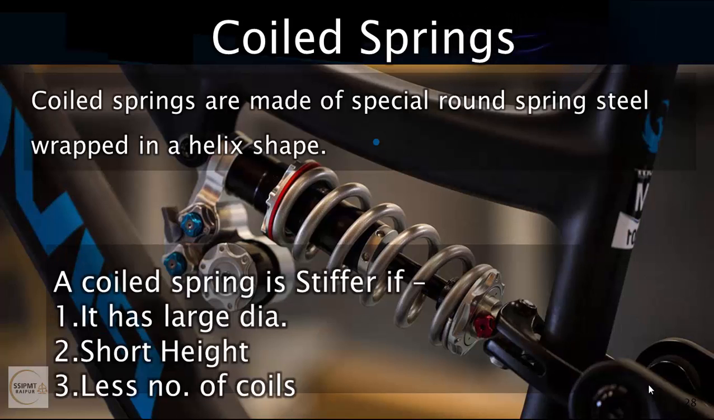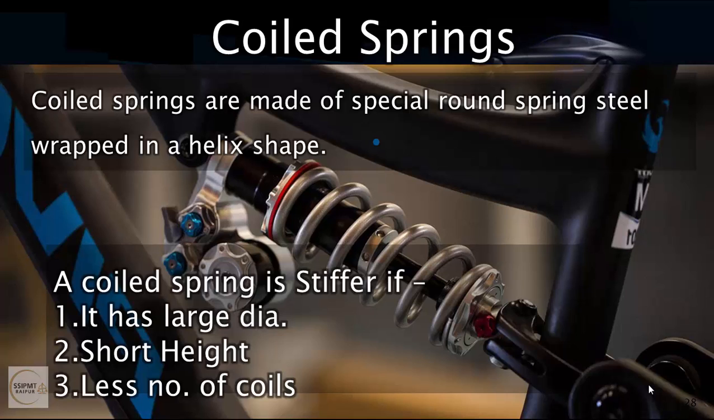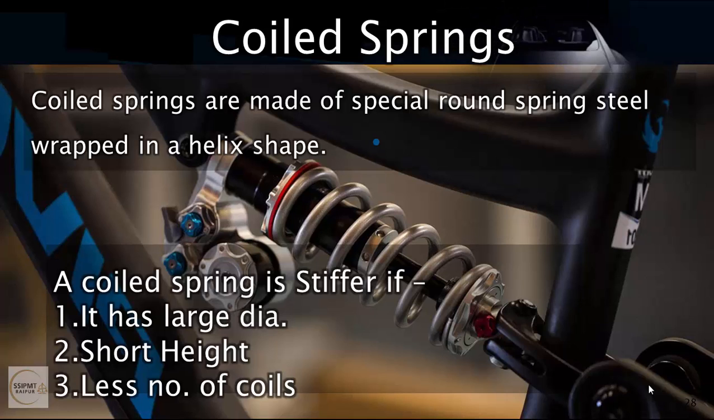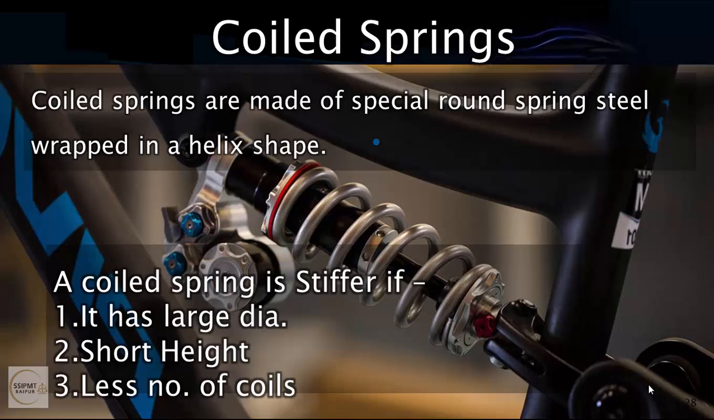Let's talk about the stiffness of this spring. If your spring is having a larger diameter, that means it is having more stiffness. If it is having shorter height, your spring is having more stiffness. If it is having less number of coils, your spring will be stiffer.